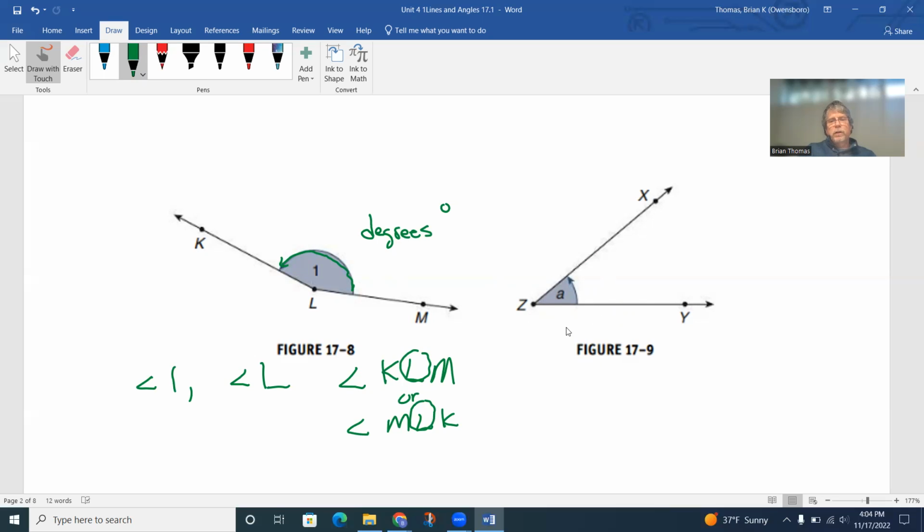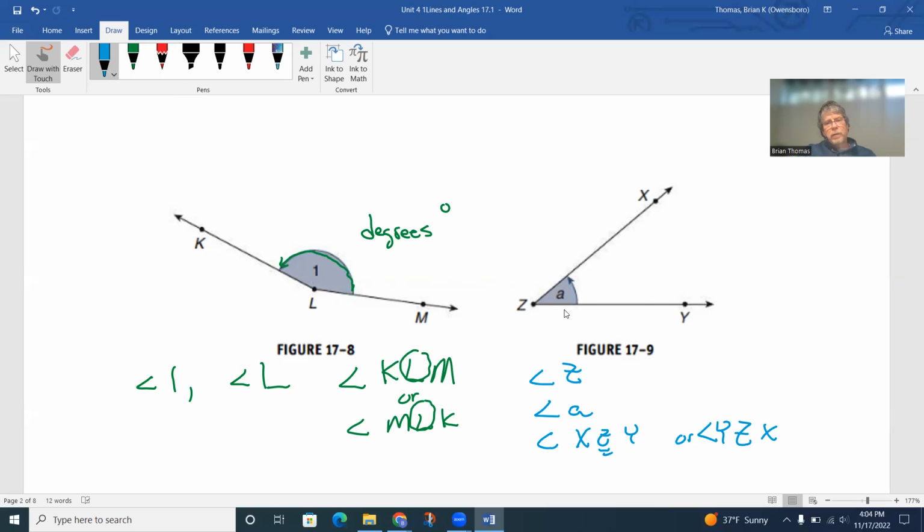So if I look at this angle here, we can call this angle Z, or we could call this angle A. If I use 3 letters, I could say angle XZY. Again, notice how that vertex is in the middle, or we can go Y to Z to X. So angle YZX would be another way to describe it.